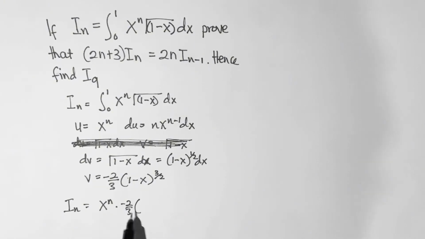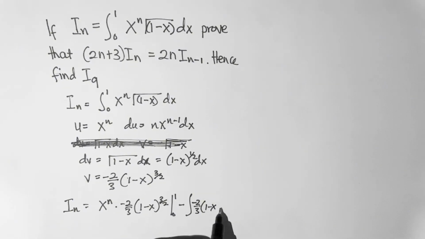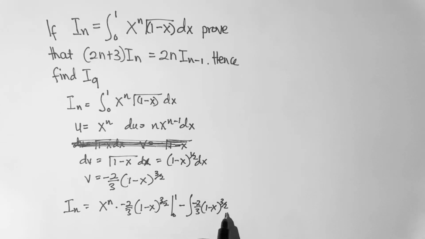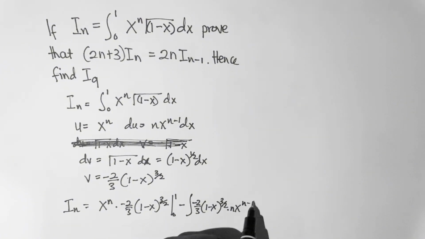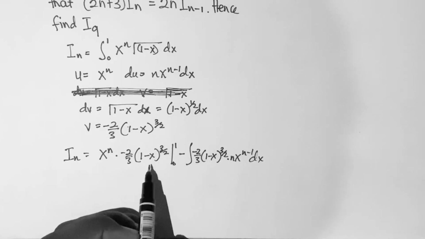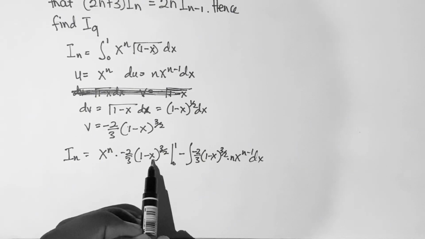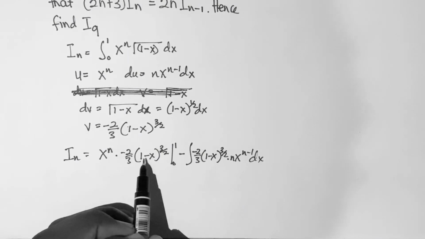So I_n is equal to uv, which becomes x^n times minus 2 over 3 (1 minus x)^(3/2), evaluated from 0 to 1, then minus the integral of v du. So v is minus 2 over 3 (1 minus x)^(3/2), and du is n x^(n-1) dx. Let's compute this. If you put 1 here, 1 minus 1 is 0, so that goes to 0. And if we put 0 here, because of this x^n, that will also go to 0.